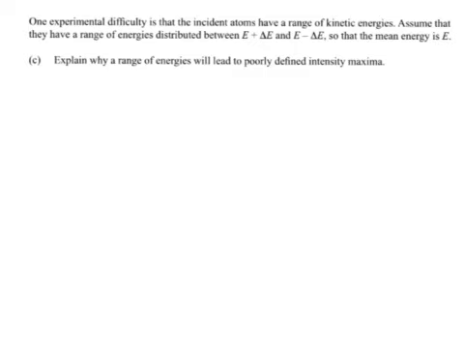The next sentence says assume that they have a range of energies distributed between E plus a change in E and E minus a change in E, so that the mean energy is E. Putting that another way, we've got E as the energy plus or minus a certain shift, a range if you like, of E. So that extends from E plus down to E minus.